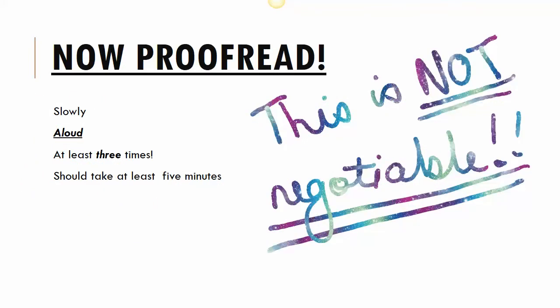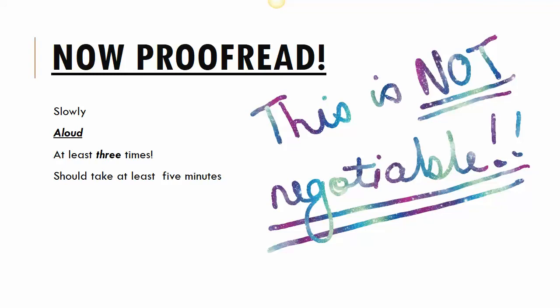Last but not least, you need to proofread. Even Hemingway had an editor. You need one too. You probably don't know who Hemingway is. Regardless, you need a proofread. Slowly, aloud, at least 3 times, and it should take at least 5 minutes.